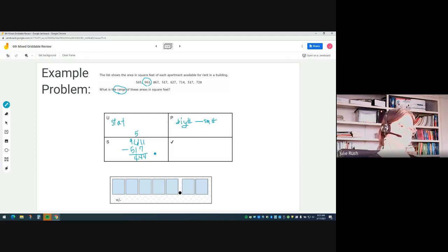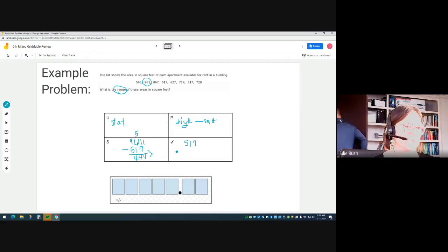To check my work, I'm going to go over here and I'm going to do the opposite operation. So what is the opposite operation of subtraction? You're right, addition. And so we're going to take our bottom two numbers. We're going to take the 517 and the 444, and we're going to add them. And if we have subtracted correctly, when we add these two numbers, they should equal our greatest number that we started with, which was 961.